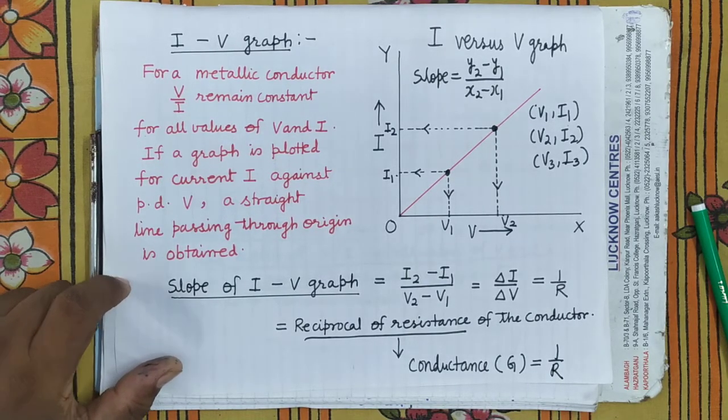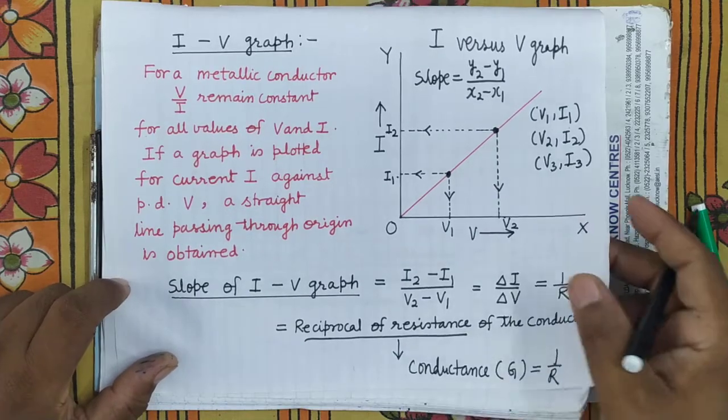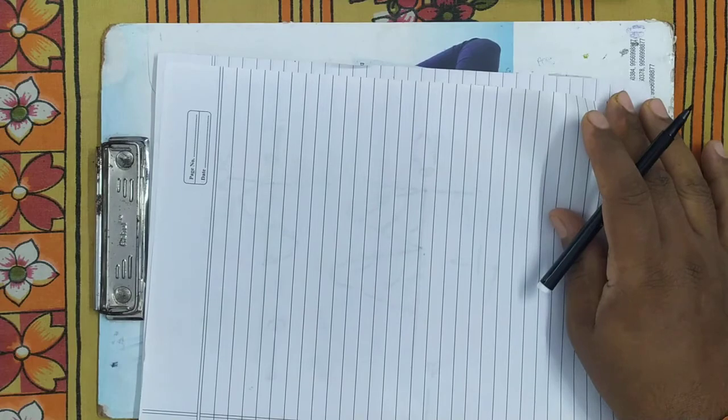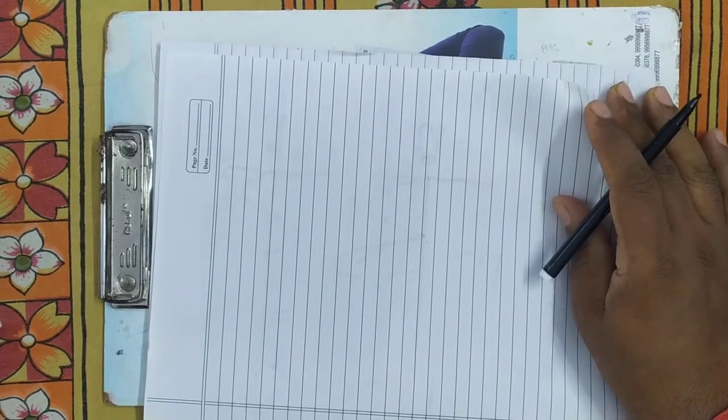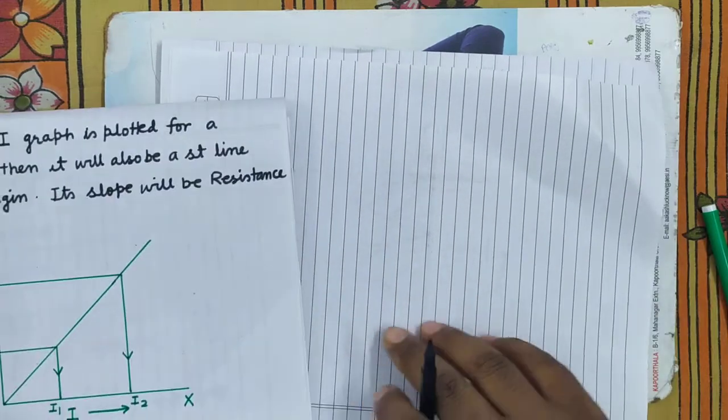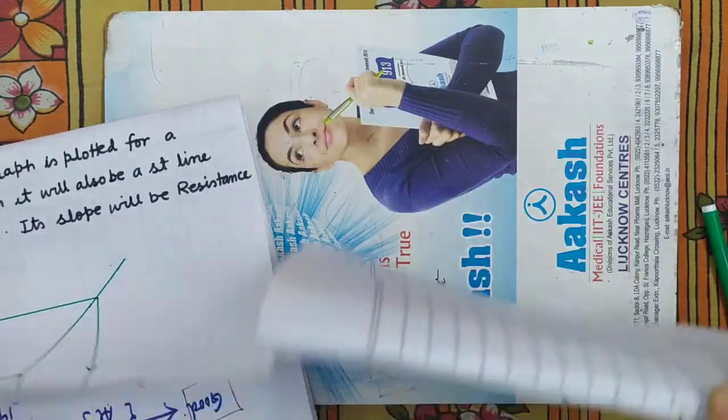Is it clear? Now see here, ohmic conductors and non-ohmic conductors. What are the ohmic conductors and what are the non-ohmic conductors? You can see here.